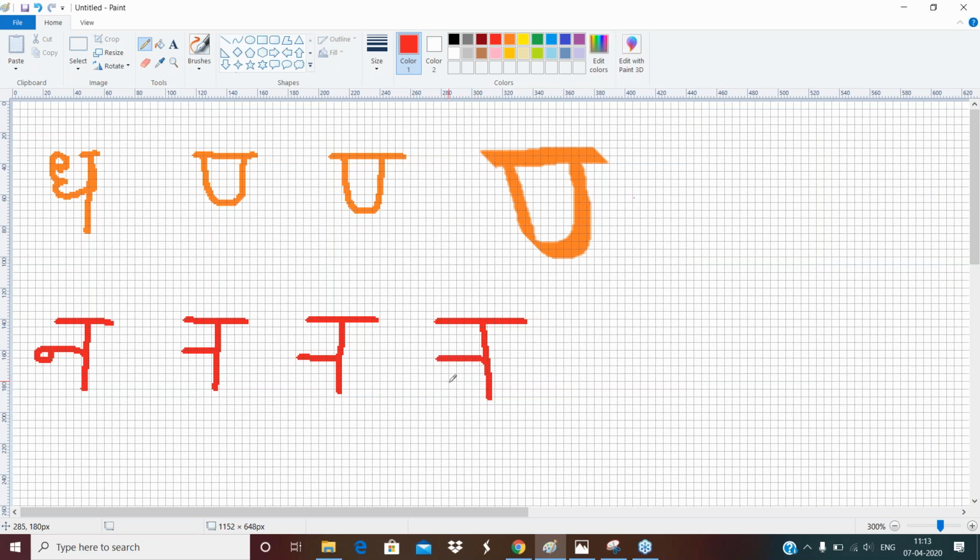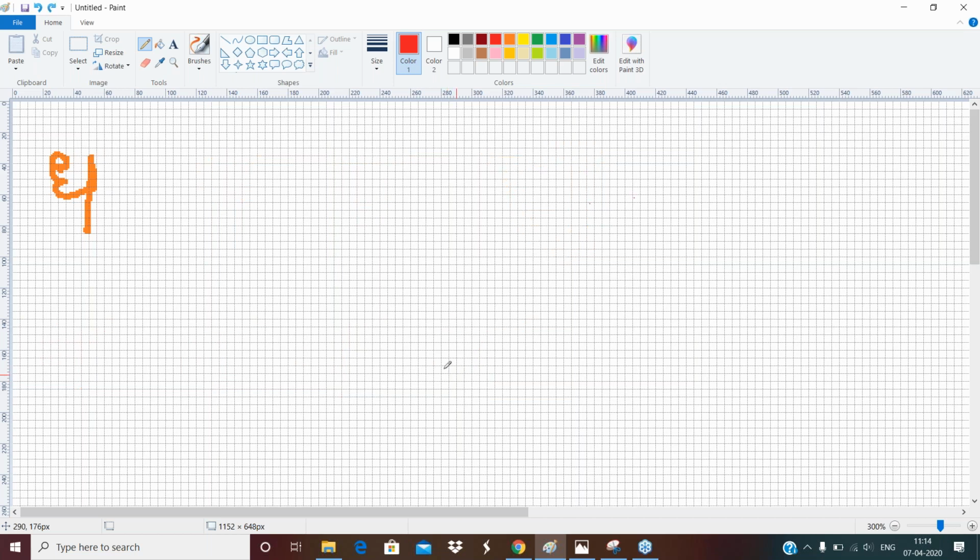I hope today's assignment was easy. I will just draw all these five again together. Then we will take the question answers. So first I will draw this one, almost from the right side.